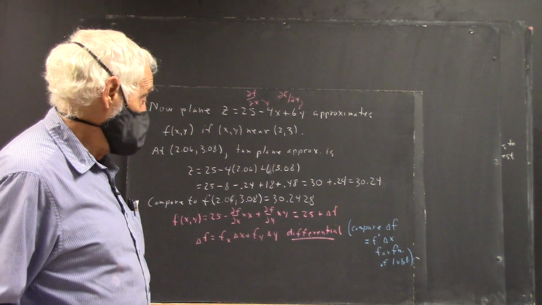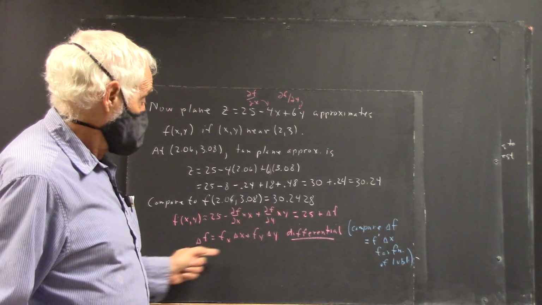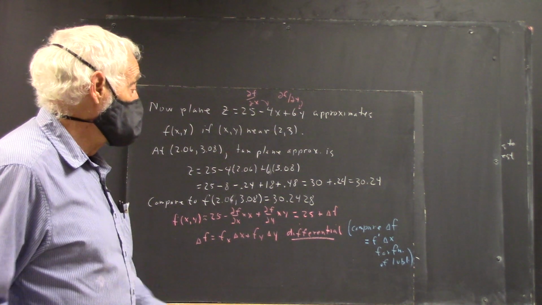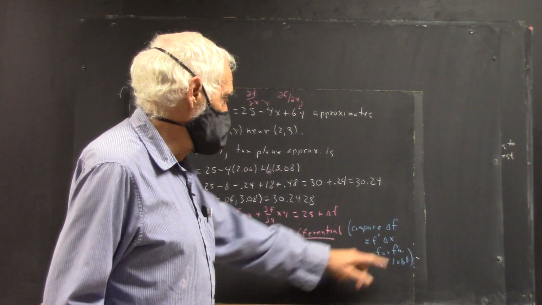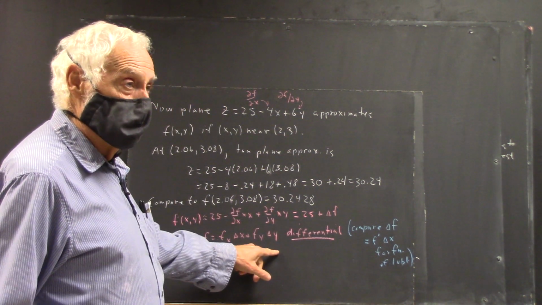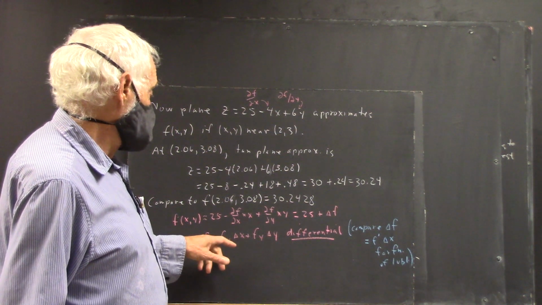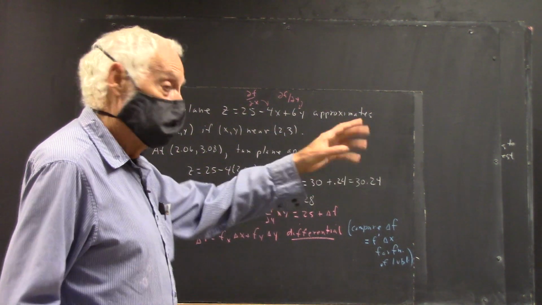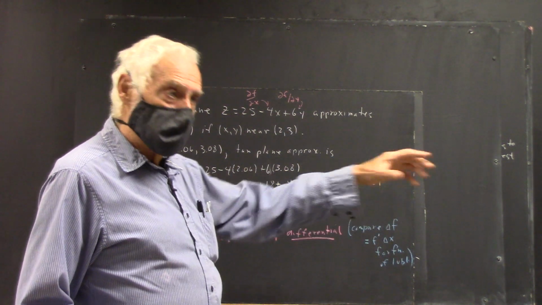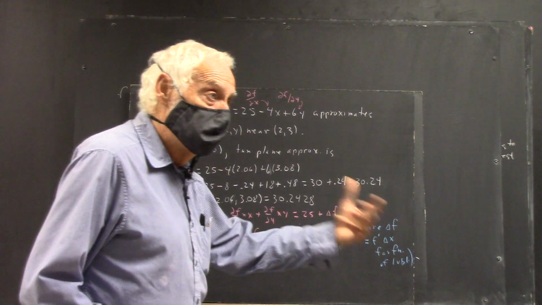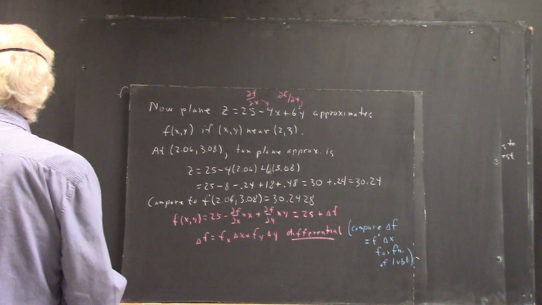So you go to as many variables as you want. It just extends in the obvious way. One dimension it's this, two dimensions it's this, three dimensions you'd add an fz delta z and an fw delta w if you got a fourth variable, and so on and so forth.